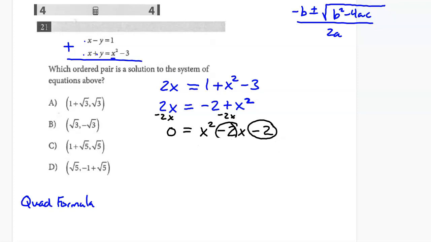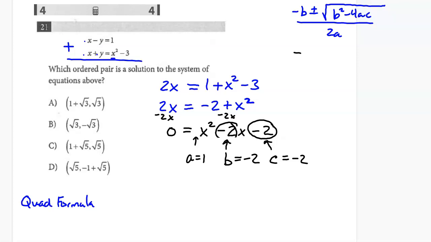So in general, the term in front of this x squared represents the a. Since there's nothing there, there's actually a 1. So a is 1. b is the coefficient of the number in front of x, which is negative 2. And c is the constant here at the end, which is negative 2. So now I have my a, b, and c. I'm going to plug them into the quadratic formula up here.